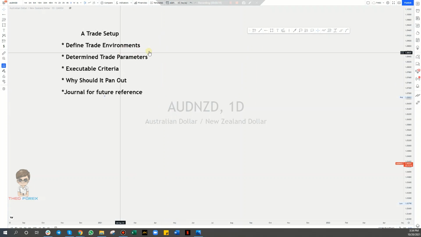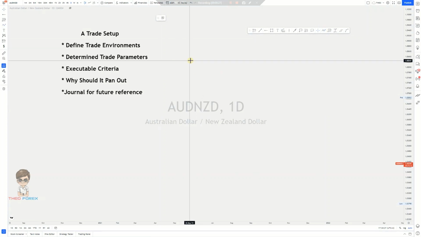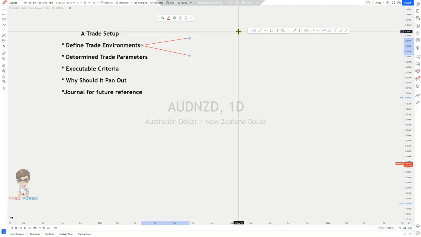So the first thing on the list is a defined trade environment. Talking about a defined trade environment, it's basically what conditions the market should be in for you to place your trade. What conditions should the market really be in before you place your trade? Trading, you understand, is two ways. You're either bullish or bearish. You can't say you're ranging. When you want to place a trade, you're either buying or selling. So to get the right trading setup, you have to have a defined trade environment.